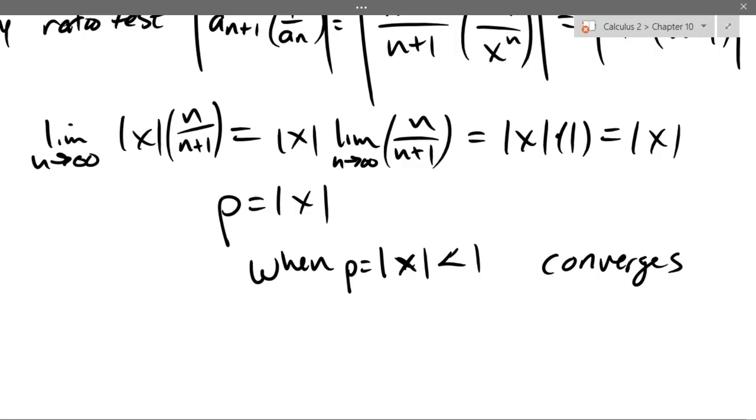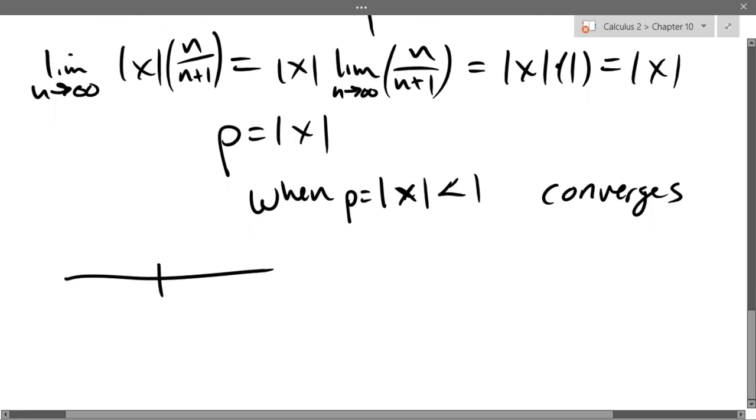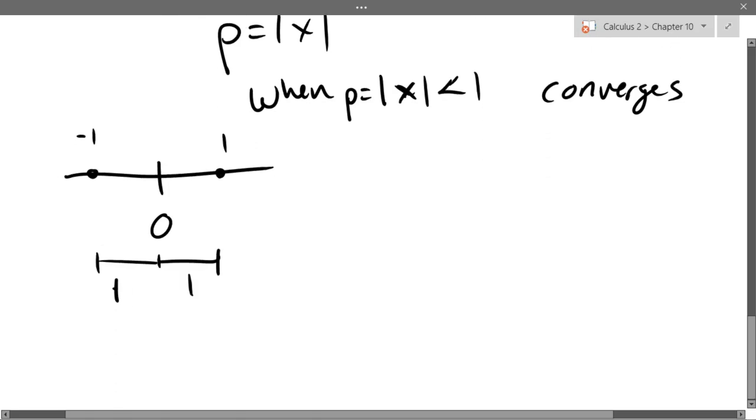So I can start sketching my interval. What number is it centered at? What number is a? 0. So this one's centered at 0. And I can go out. So I'm going to write the measurement of 1 and 1. So over here we have minus 1 and positive 1. What I don't know is what happens at 1 and negative 1. What I do know is in between, we're good. We converge. So I know my radius of convergence is 1 right now.